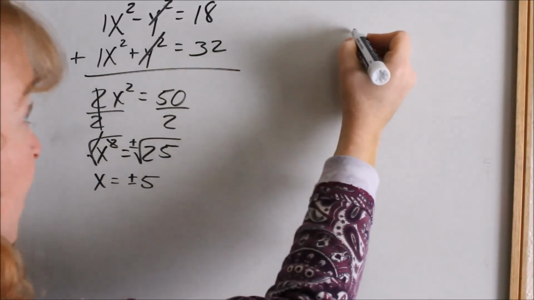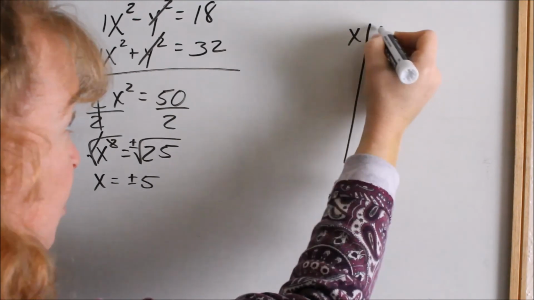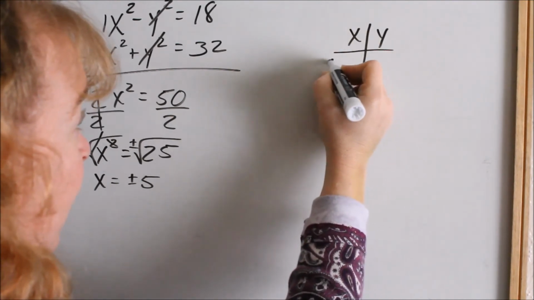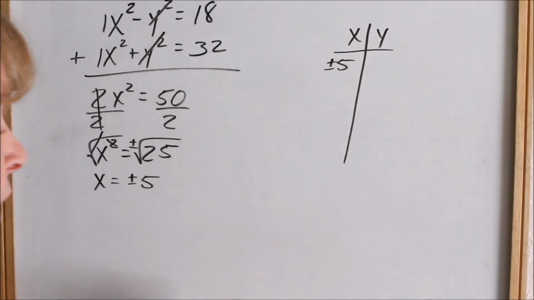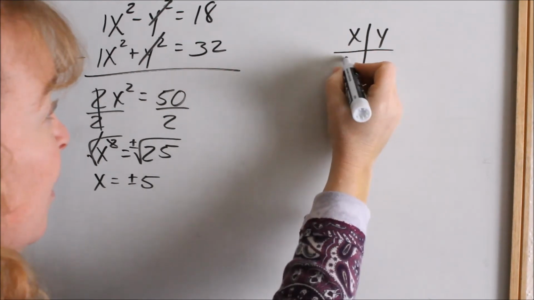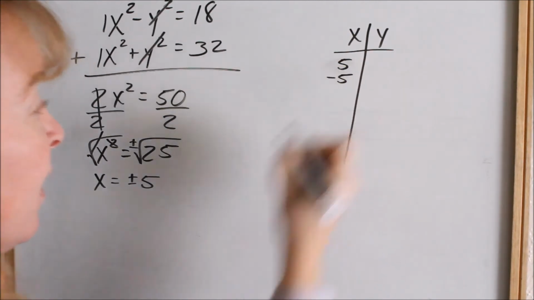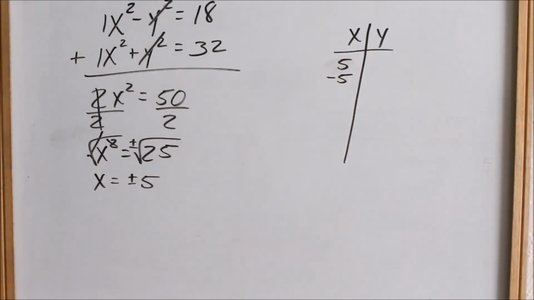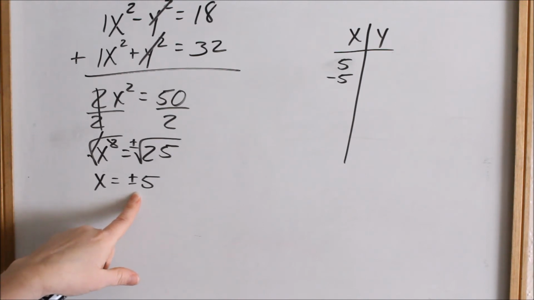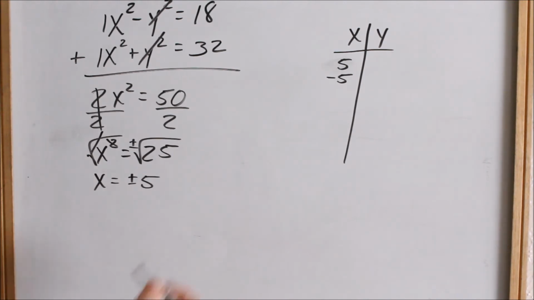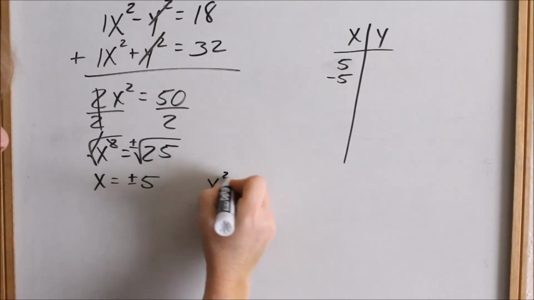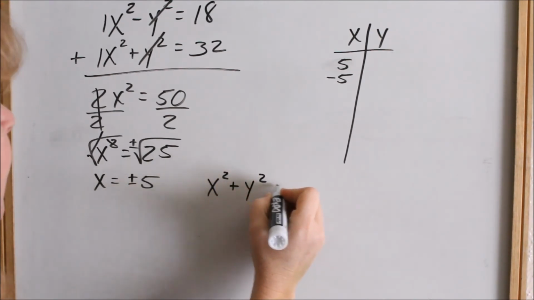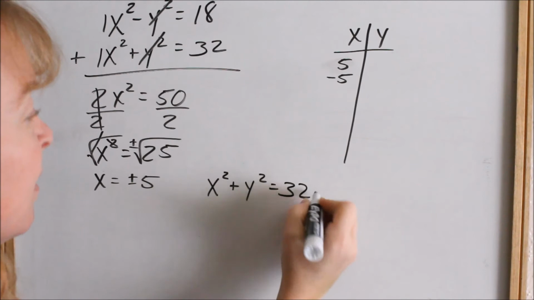So I'm going to start myself a little XY chart. So when x is plus or minus 5. If you want to write it as when x is a positive 5 and negative 5, that's okay too. The idea is you're supposed to have 4 points. So when x is plus or minus 5, now how do you solve for your y coordinates? You go back and put it into one of your original equations. So I'm going to put it into my circle only because that's a positive sign.